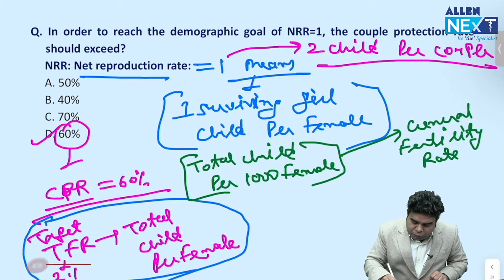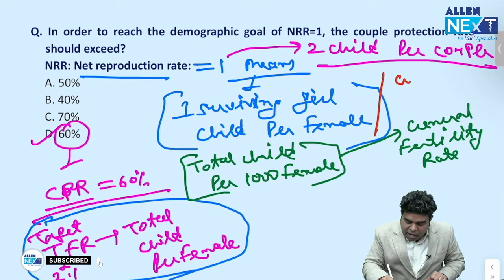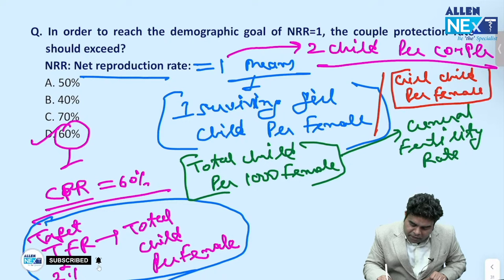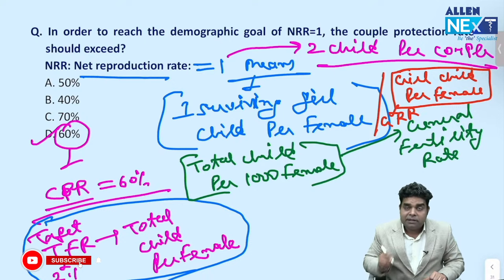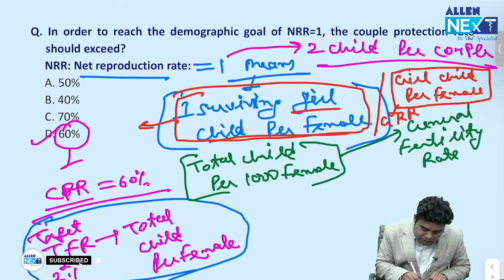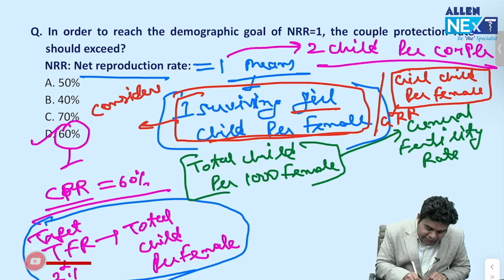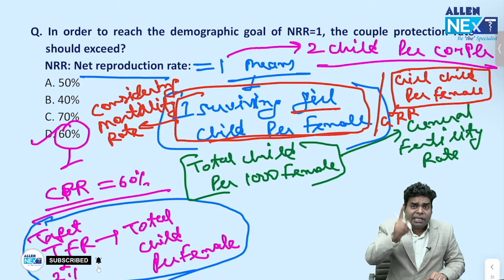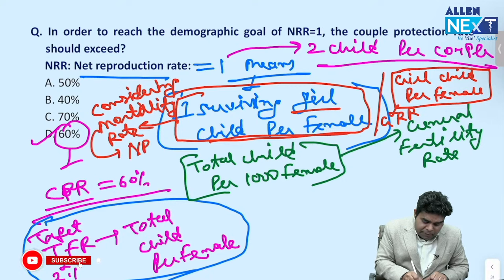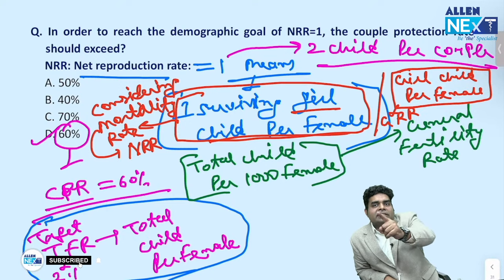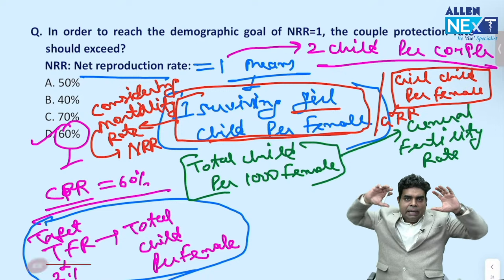Similarly, the other confusion is in GRR and NRR. GRR means girl child per female. Girl child per female is gross reproduction rate, GRR. But if they say girl child per female considering mortality rate, considering those who died, you will remove those who died, considering mortality rate for girls. So if you find the mortality word written in the question, only then you will answer net reproduction rate. If the mortality rate word is not given in the question and they ask girl child per female, the answer will be GRR. So it's simple to remember.